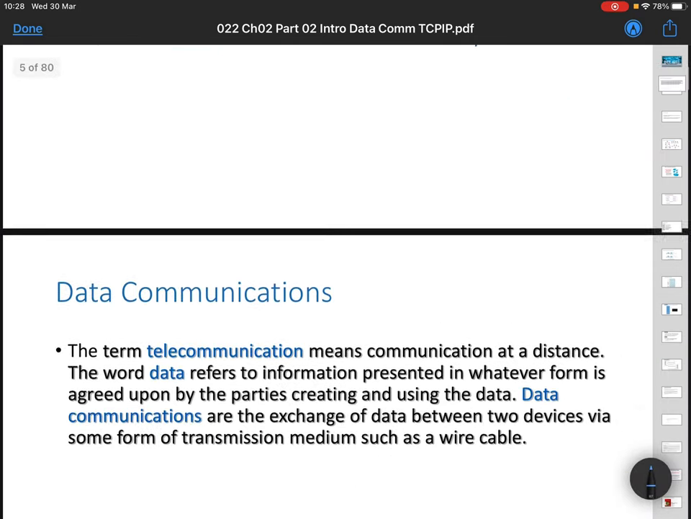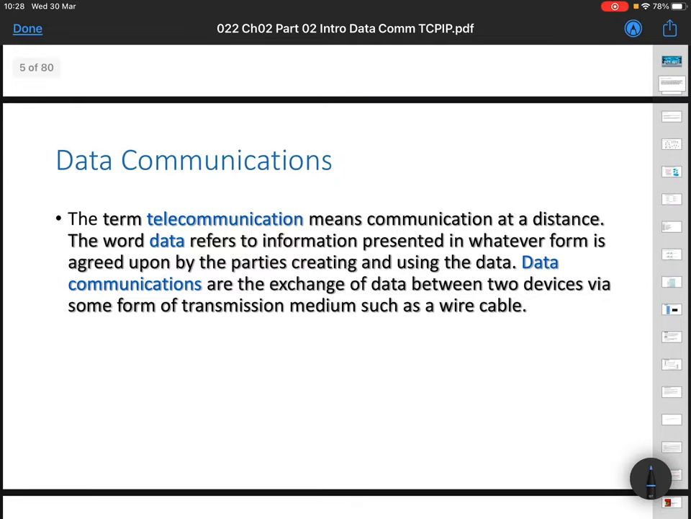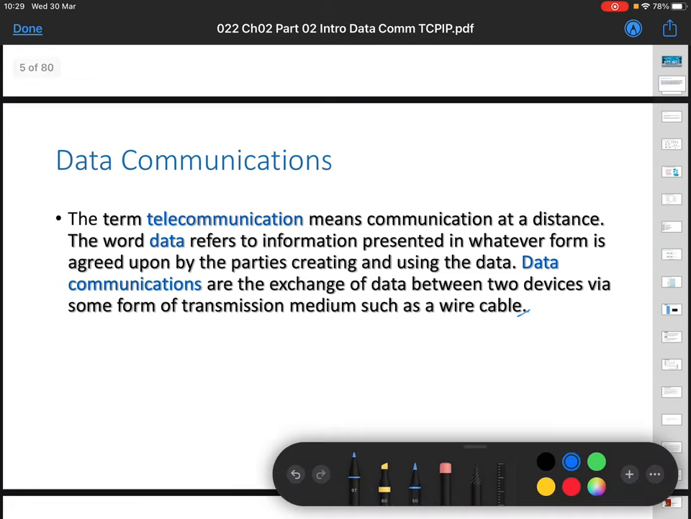Okay, data communication system. The term telecommunication means communication at a distance. The word data refers to information presented in whatever form is agreed upon by the parties creating and using the data. Data communications are the exchange of data between two devices via some form of transmission medium such as wire, cable, optical fiber, wireless, and so on.